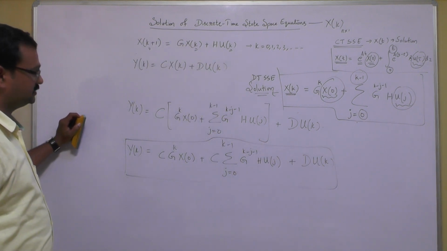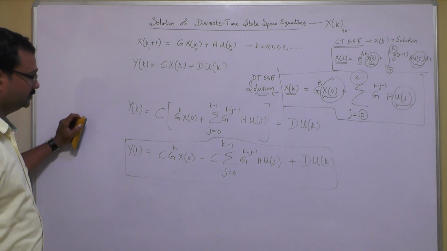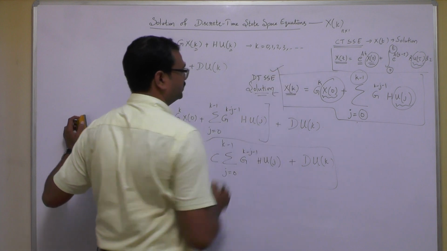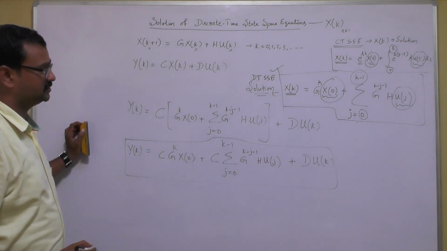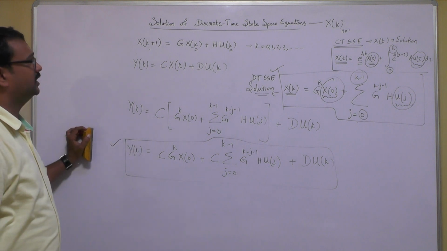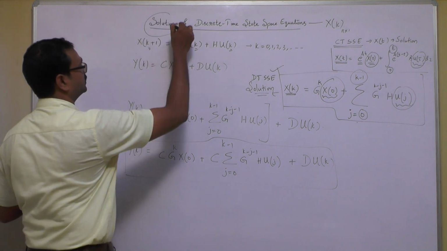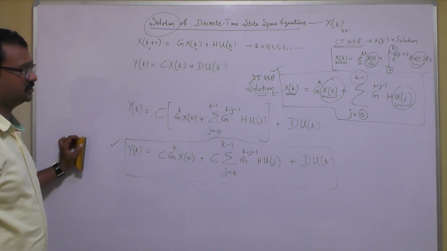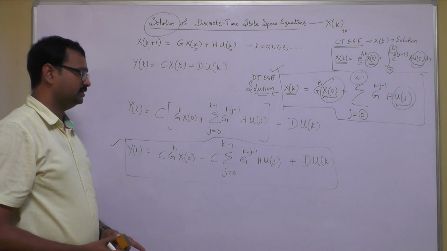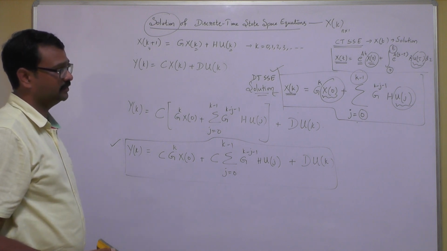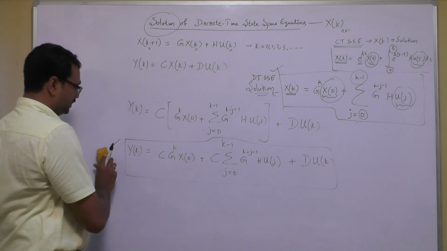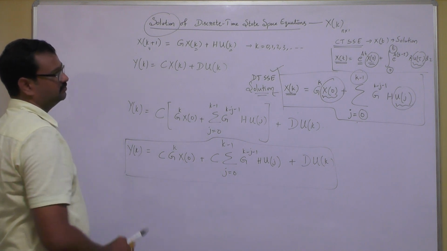Right. So you have the solution of the discrete time state space equation, which is of that form, and the output equation in this form. When you know x of k, you can find out the value of the output at every instant, for all discrete instants of time. So with this in mind, we will go for the state transition matrix.